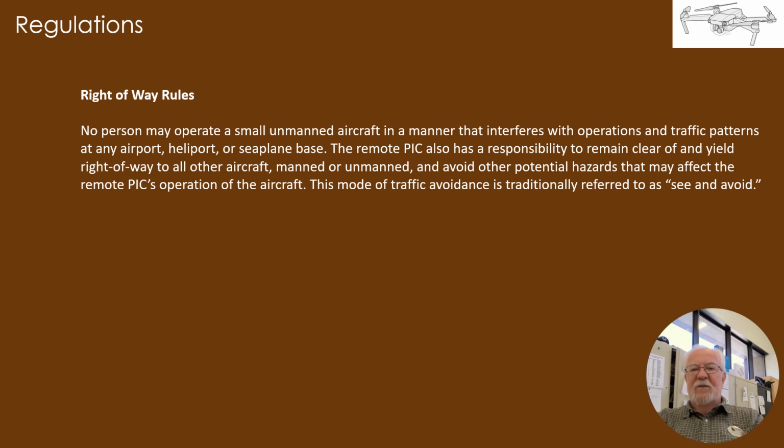Right-of-way rules: we must give way to all manned aircraft. Specifically, when you're near an airport and there are traffic patterns, we must give way, and we must not cause any manned aircraft to deviate from their normal traffic patterns. This includes airports, heliports, and seaplane bases. Yield right of way to all aircraft, manned or unmanned, and avoid other potential hazards that may affect the remote pilot's operation. This is called see and avoid. We just look at each other and stay away from each other.